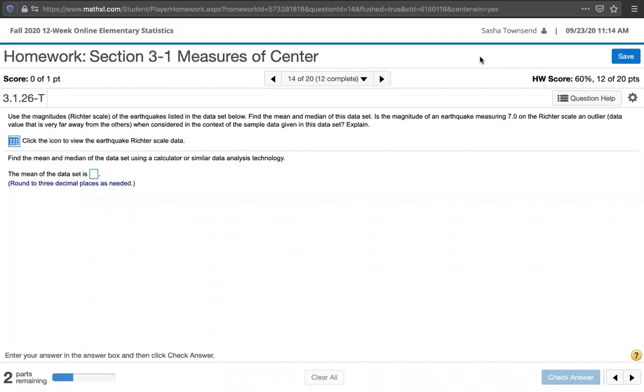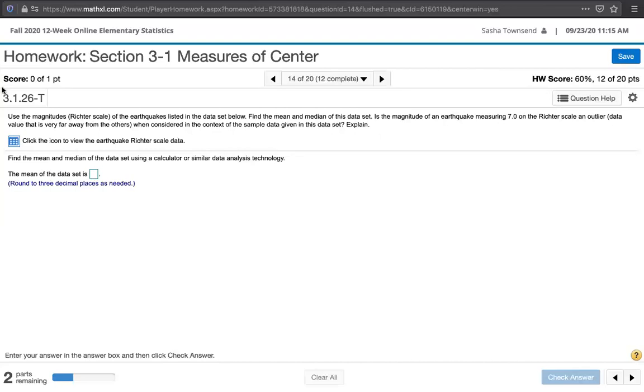And the question says, is the magnitude of an earthquake measuring 7.0 on the Richter scale an outlier? That is, a data value that is very far away from the others when considered in the context of the sample data given in this data set, and then we're asked to explain.